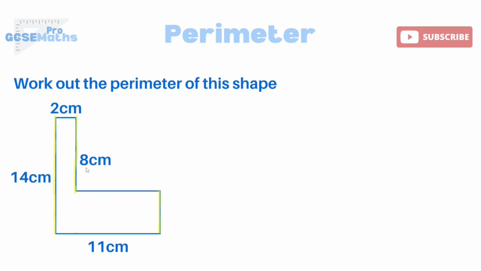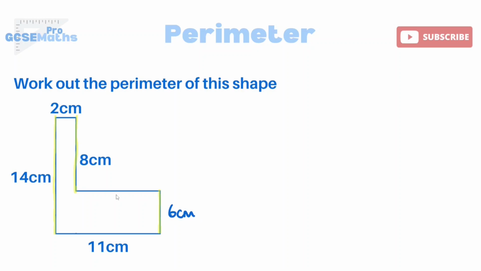I know that it must be 8 plus whatever this one is to equal 14. So all I need to do in this case with the vertical missing side is just do 14 take away 8, which will give me 6 centimetres. So as you can see, it's not exactly half. It's close, but not exactly.